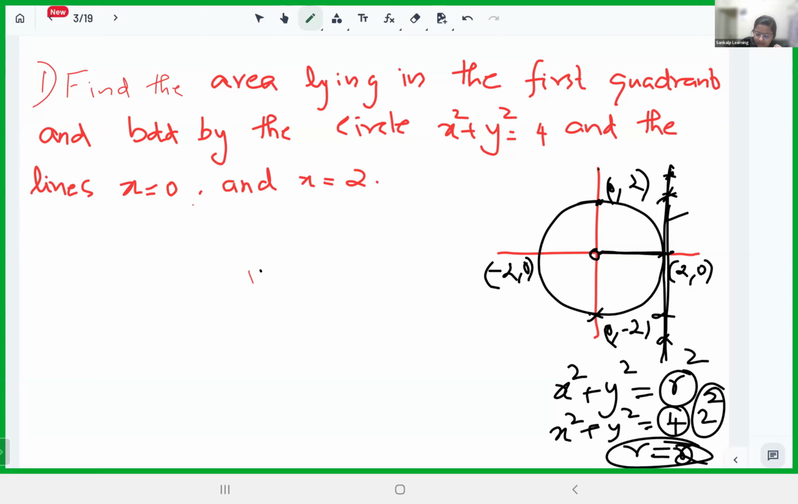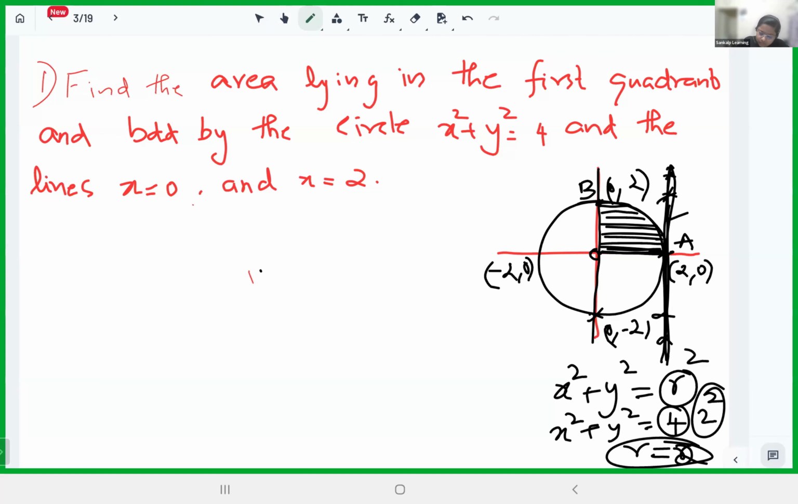So this is the line x equal to 0, this is the line x equal to 2, and the portion should be bounded by the circle. It should lie in the first quadrant, which means this is the portion that we need to find the area of. Which is that portion? It is the portion OABO.